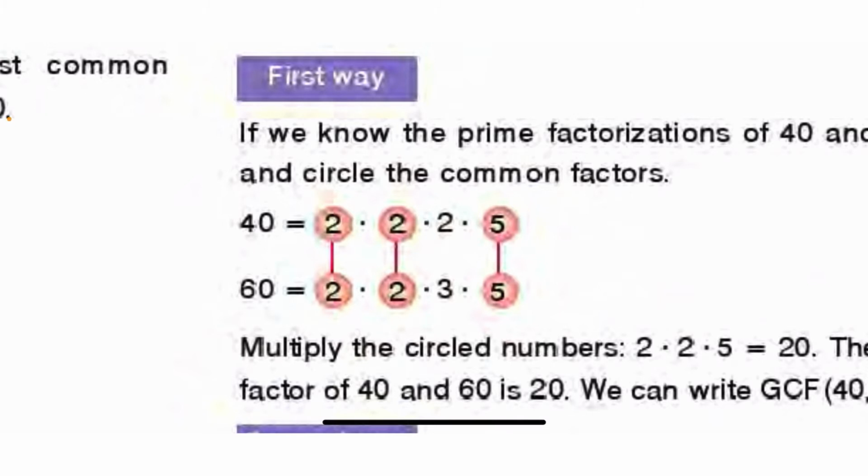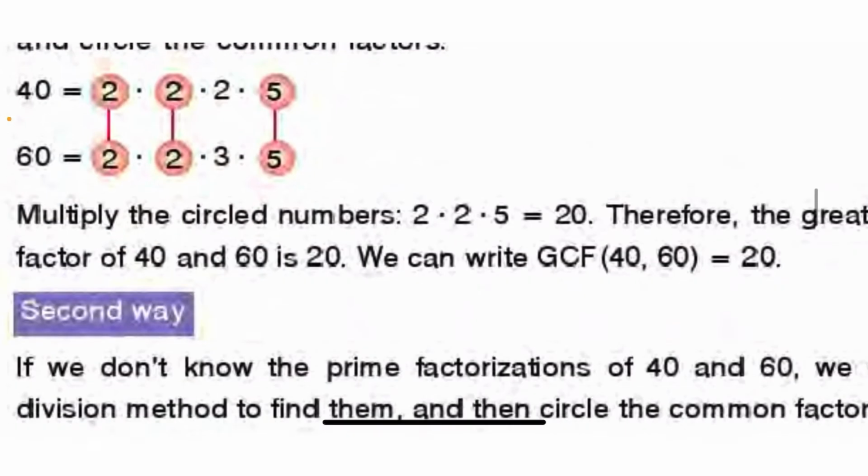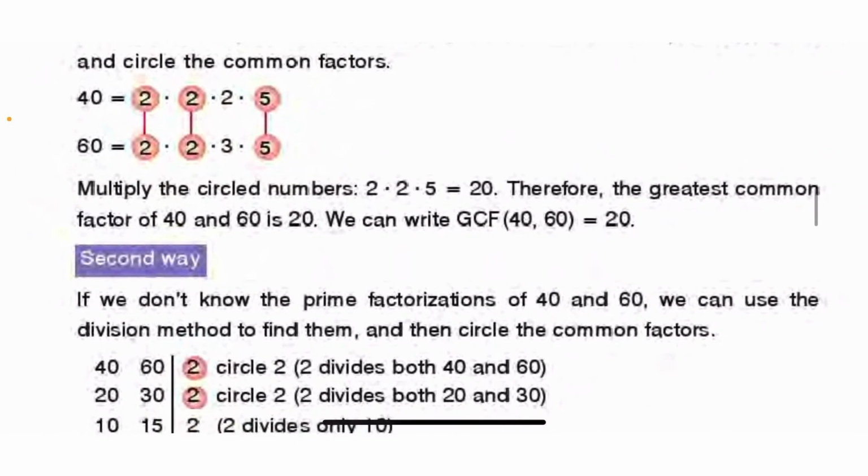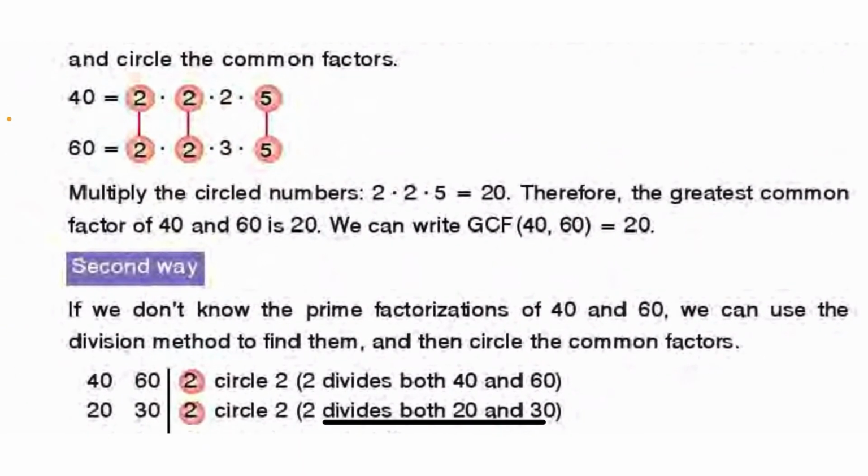The only difference is just one number, and the other numbers are all the same. So they have the same factors 2, 2, and 5. We multiply these three numbers: 2 times 2 times 5 gives us 20. Therefore, 20 is the greatest common factor of 40 and 60. So we write GCF of 40 and 60 equals 20.